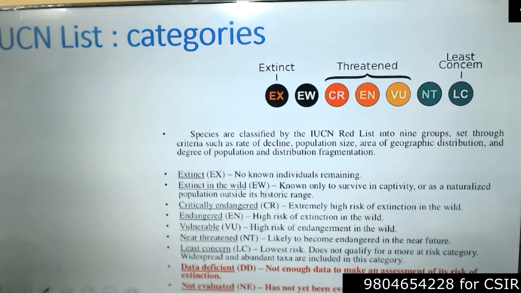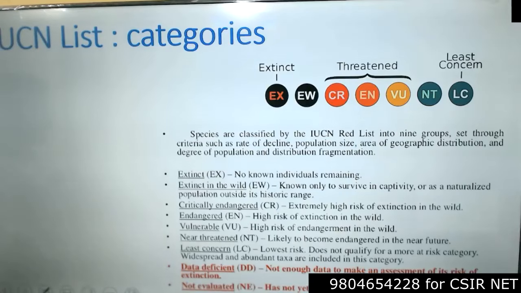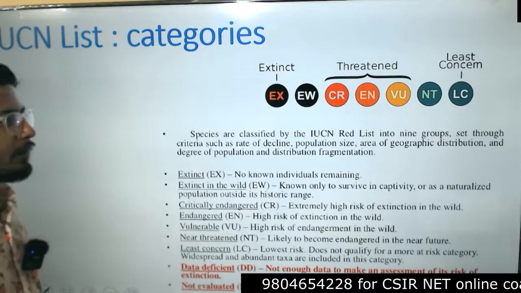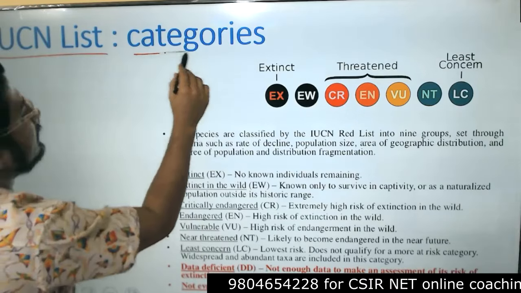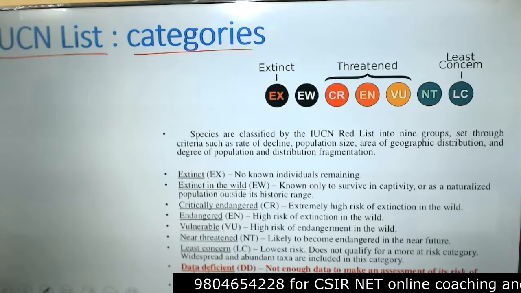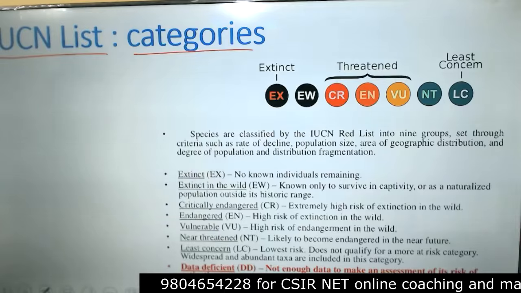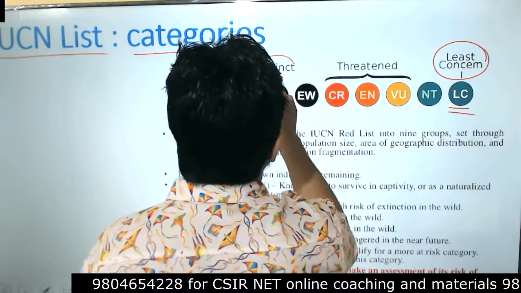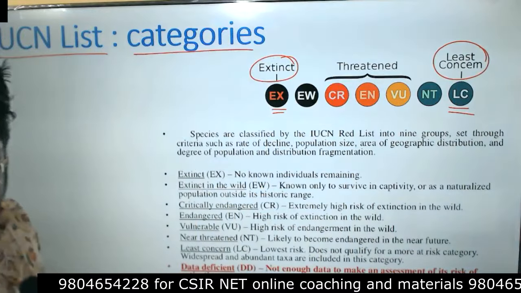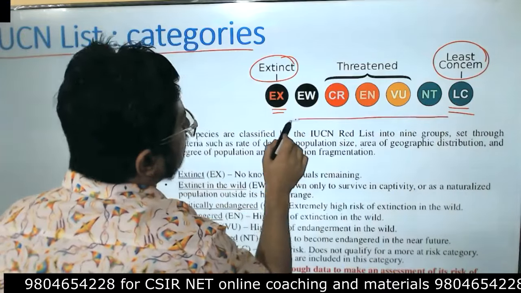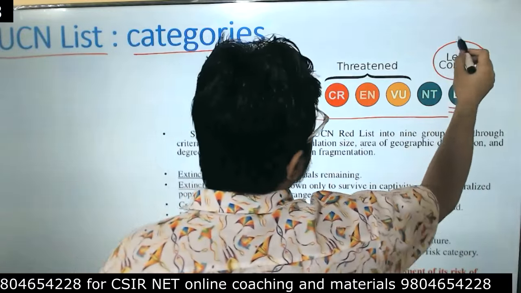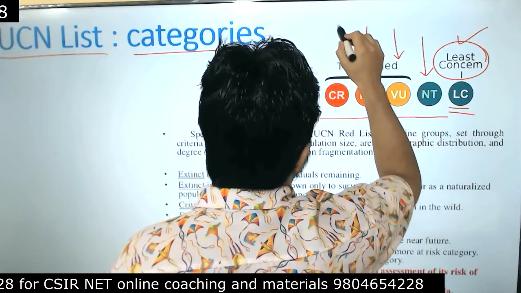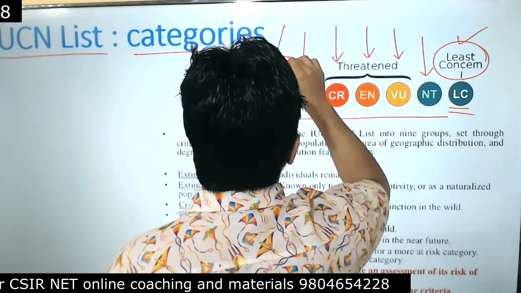But how do we know which species we need to protect from extinction? We know that from the IUCN category, the IUCN list, the Red Data List. This IUCN list ranges from least concerned to extinct organisms in the world. So we are moving from least concerned, near threatened, vulnerable, endangered, critically endangered, extinct in the wild, to extinct.